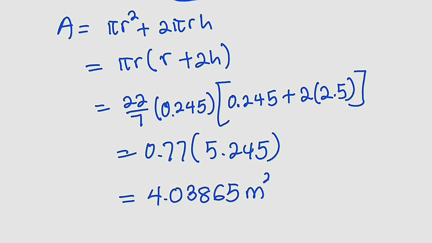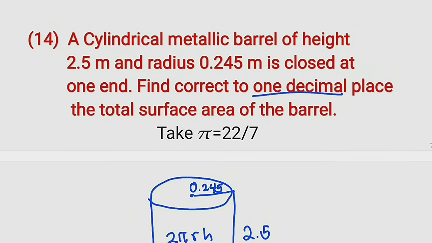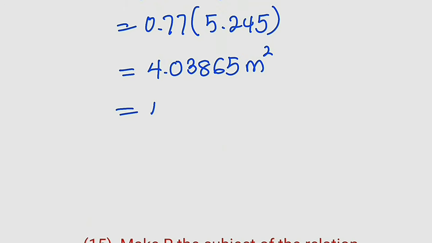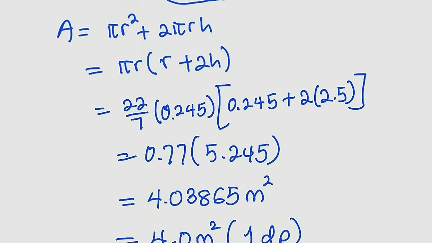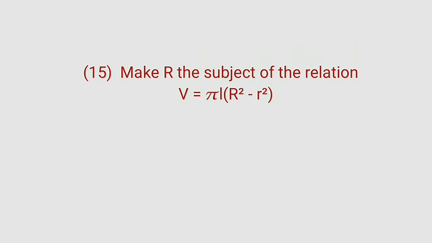And if you do that, you're going to get 4.03865 meters squared. But remember, they said in one decimal place. So this is equal to 4.0 meters squared in one decimal place. And this is just the answer to this problem. Now let us move on to question number 15.